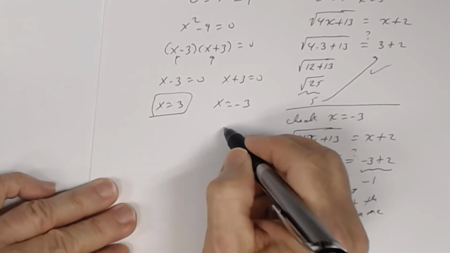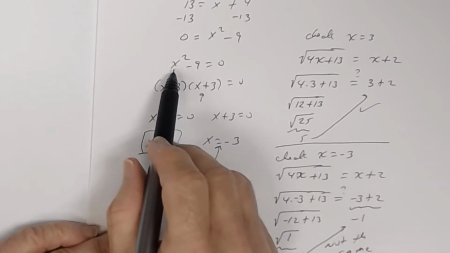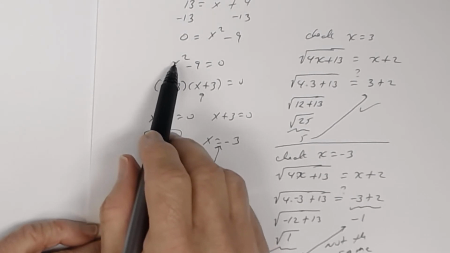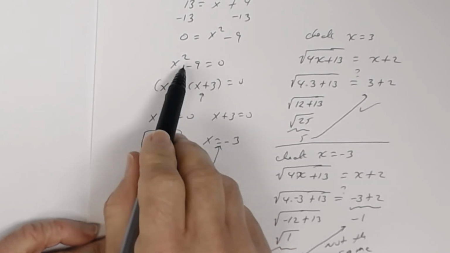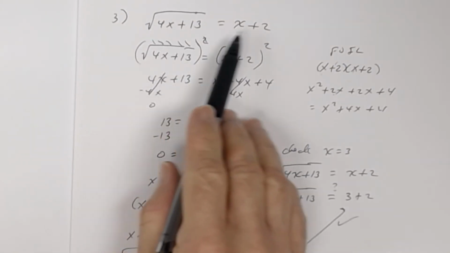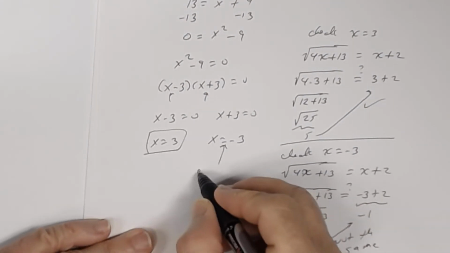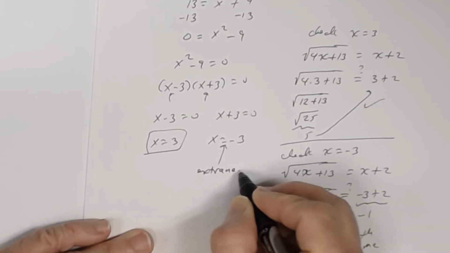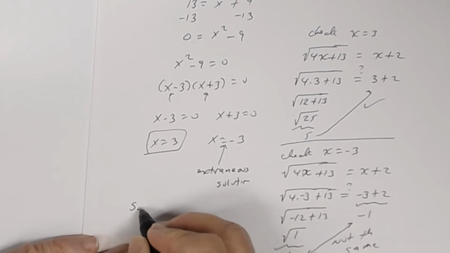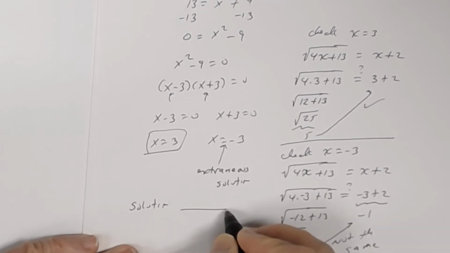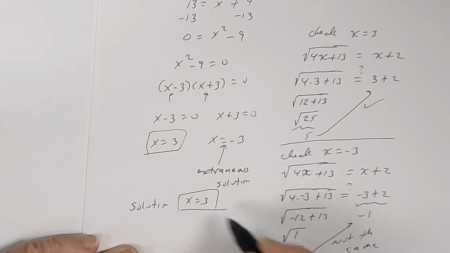So now we know that this x equal negative 3 does satisfy this quadratic equation, because a negative 3 times a negative 3 is a positive 9, and 9 minus 9 is 0. So it is a solution to this, but it's not a solution to the square root equation. So this is an extraneous solution. And so therefore, the only solution you would indicate in the blank would be x equal 3. All right? So that's number 3.